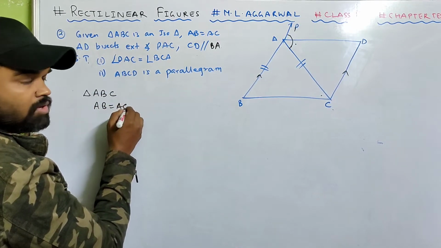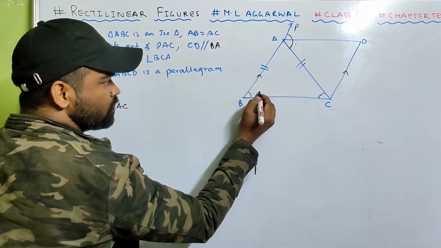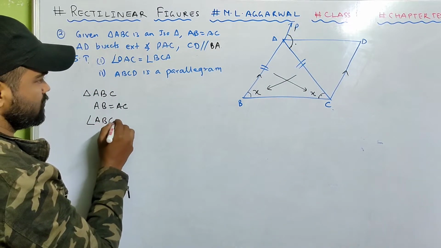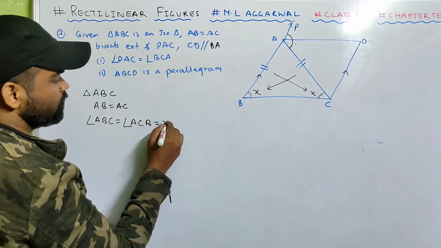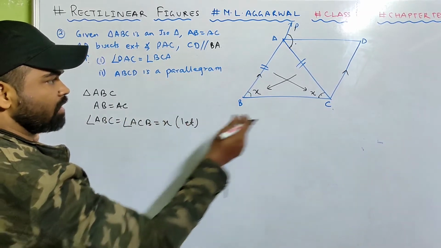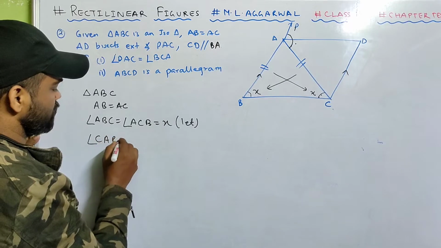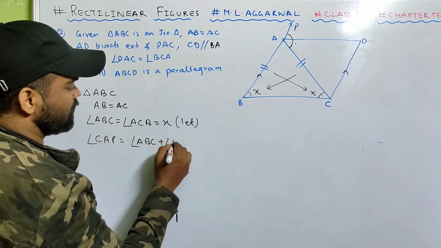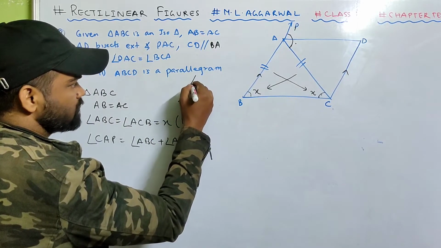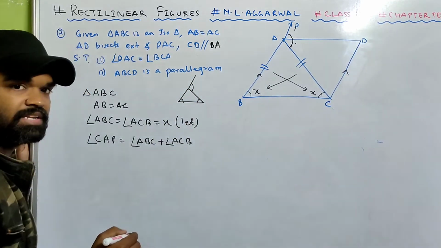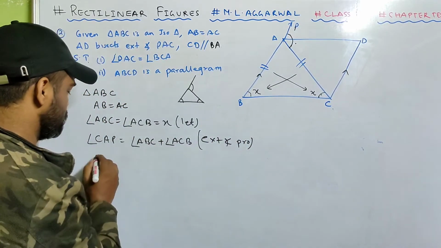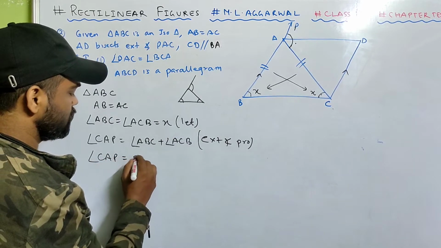Look over here carefully. First of all, I am talking about triangle ABC. AB is equal to AC. So if two sides are equal, the angles opposite to them are equal. Remember? Which means angle ABC is equal to angle ACB is equal to x, let. Because the angles opposite to equal sides are equal. Done? Now look, in the same triangle, angle CAP will be equal to angle ABC plus angle ACB. Why? Because remember, in a triangle, exterior angle is equal to the sum of the opposite interior angles. Exterior angle property, yes or no? Clear. So angle CAP is x plus x, 2x.